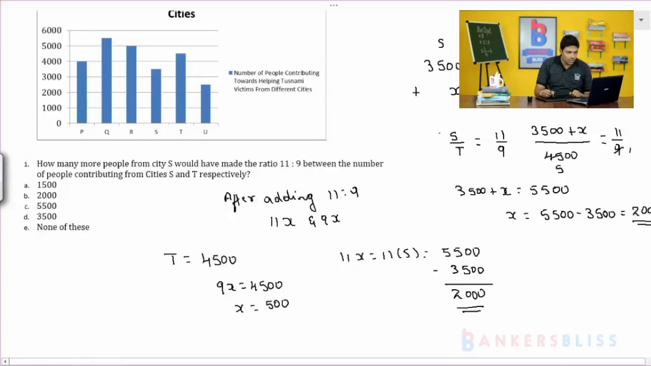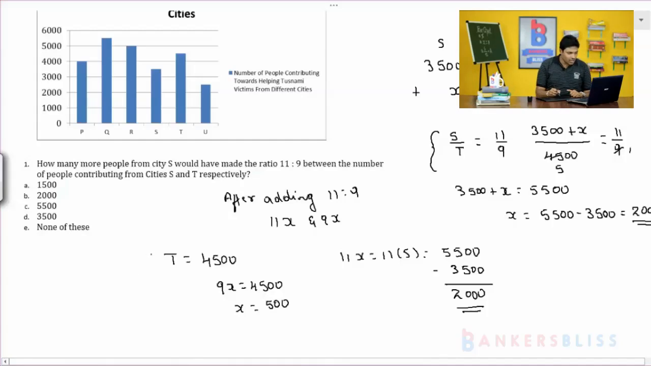So, here you can save time in this methodology compared to what I marked, S by T is equal to 11 by 9. For that procedure you need time to solve, because orally it is very difficult. But if you adopt the second methodology that I told, 50 to 60% of the problem you can solve orally. Only the remaining 40%, if you want to solve, you can go for the techniques. Okay. 5500 minus 3500 is equal to 2000. So, option B is the right answer.